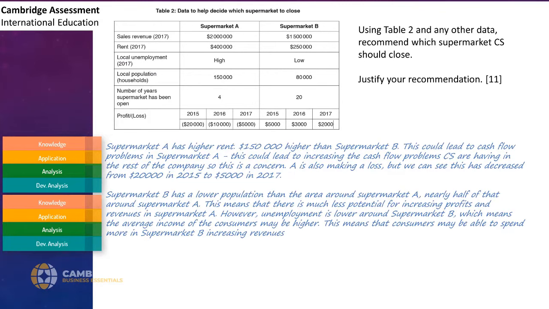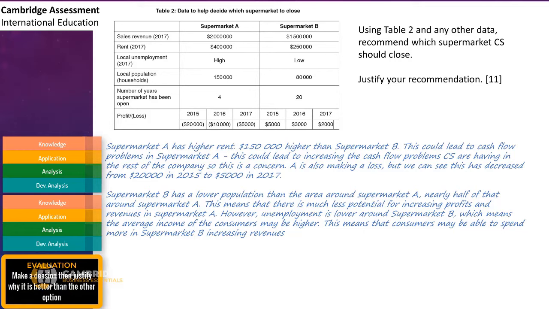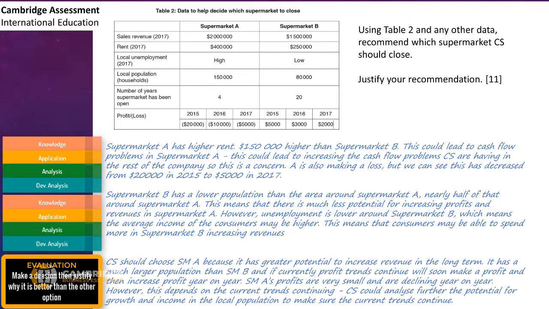Then we look at supermarket B. Build the chain of analysis for closing this supermarket. In the final paragraph, we need to make a recommendation. This means making a decision and then justify why we have made that decision. Here, we justify our decision by showing the long-term trends for revenue support closing supermarket B rather than supermarket A.